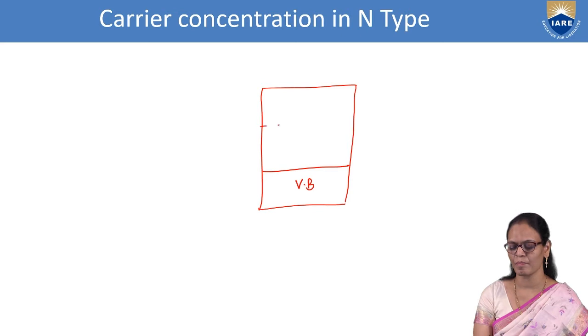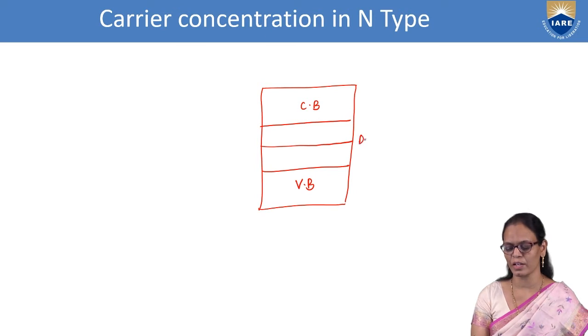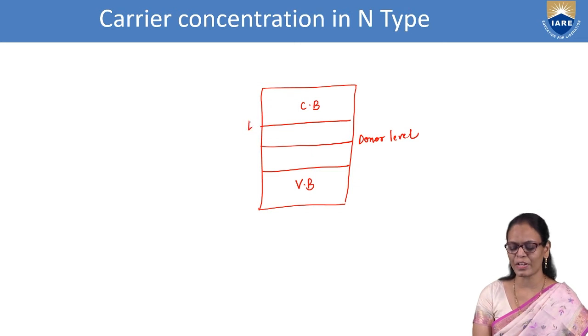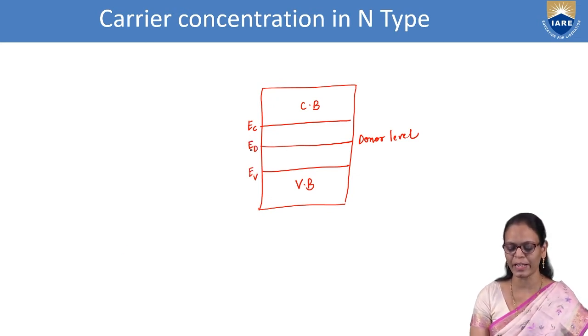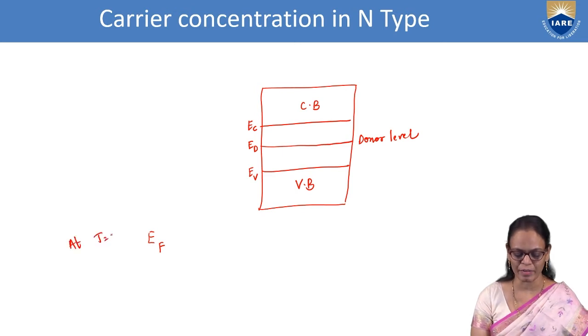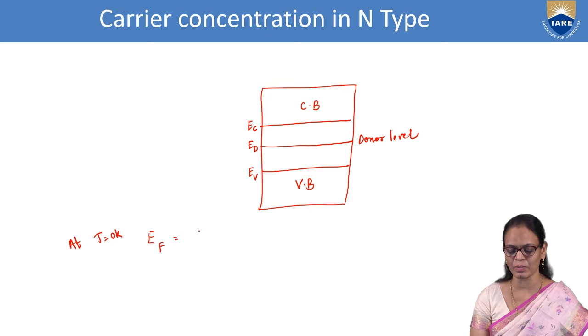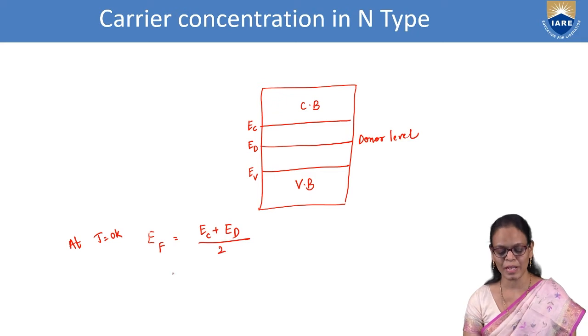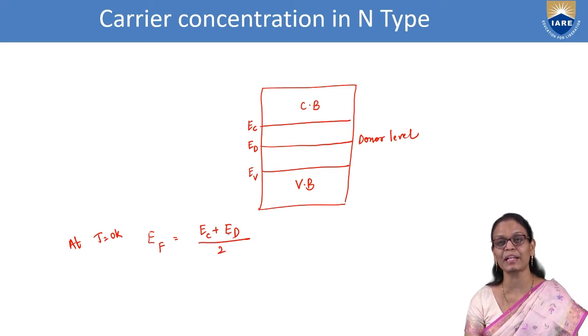This is the valence band, this is the conduction band, and this is the donor level. The lowest level of the conduction band we denote by EC, the highest level in the valence band by EV, and the donor level by ED. From the derivation at T equal to 0 Kelvin, we got EF is equal to (EC plus ED) by 2, which means EF lies exactly in between EC and ED.